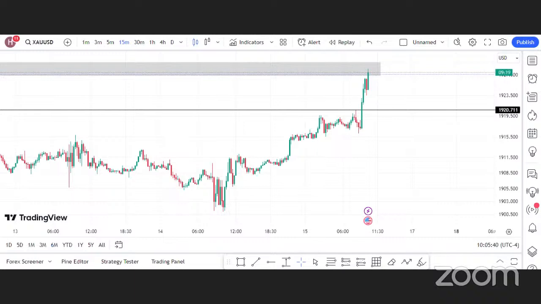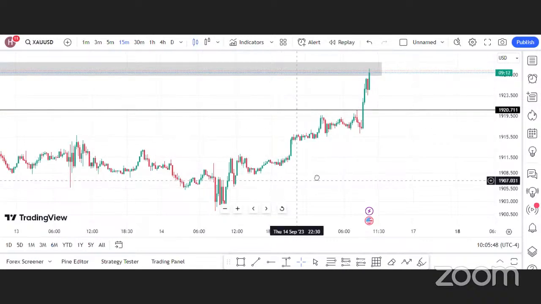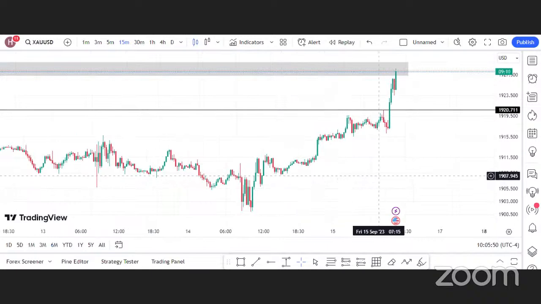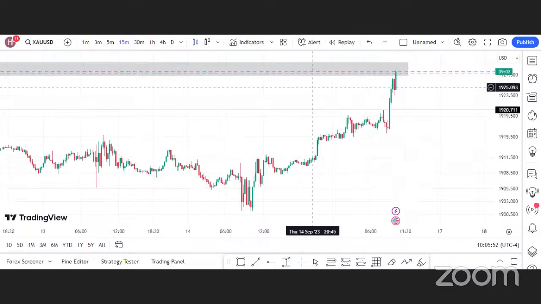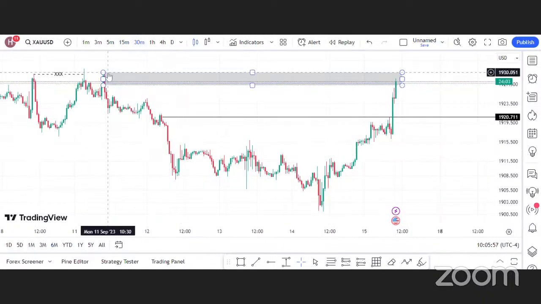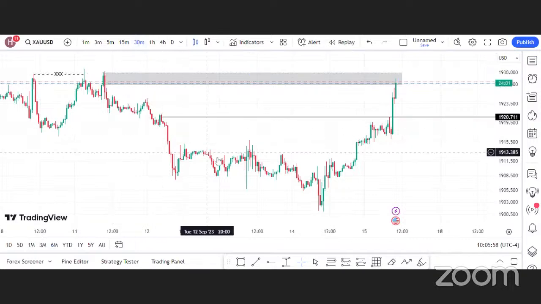So I want to risk another entry on the XAU USD. I'm waiting for a proper structure. That's what I'm currently waiting for.